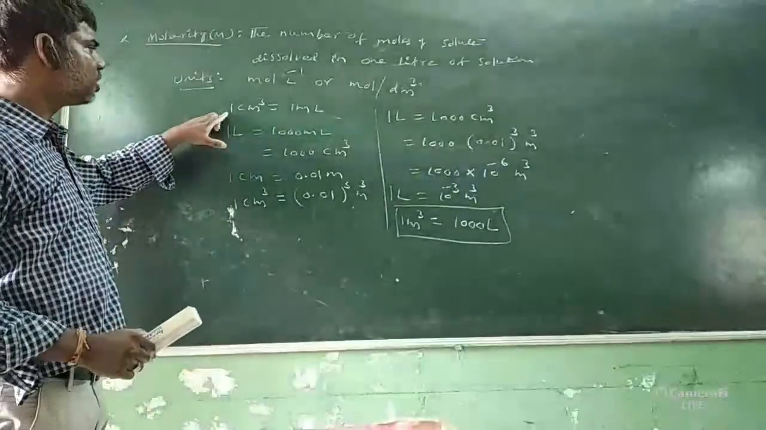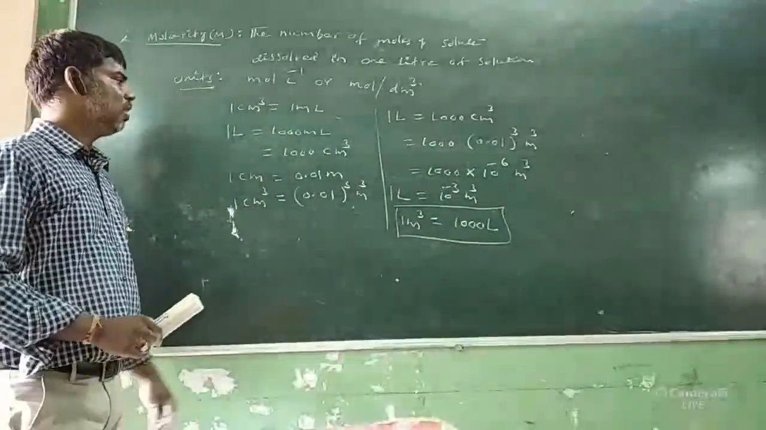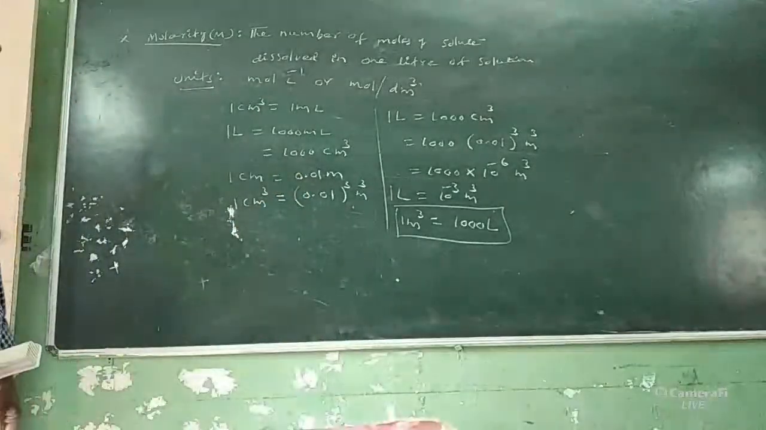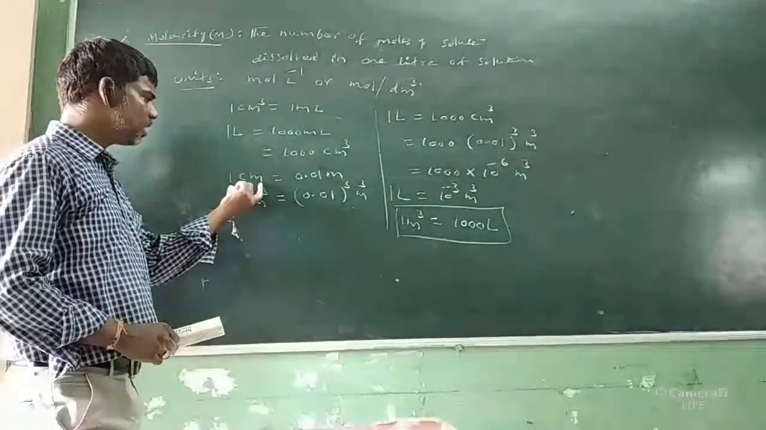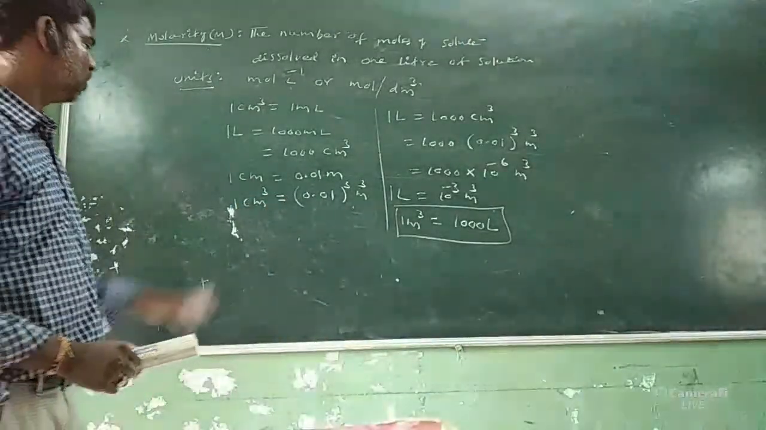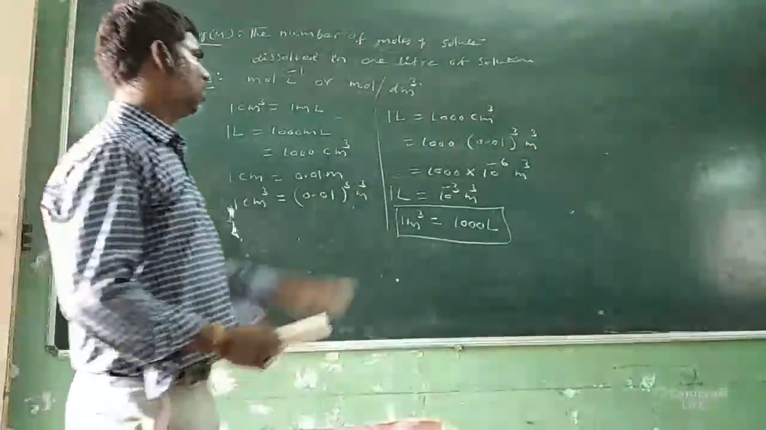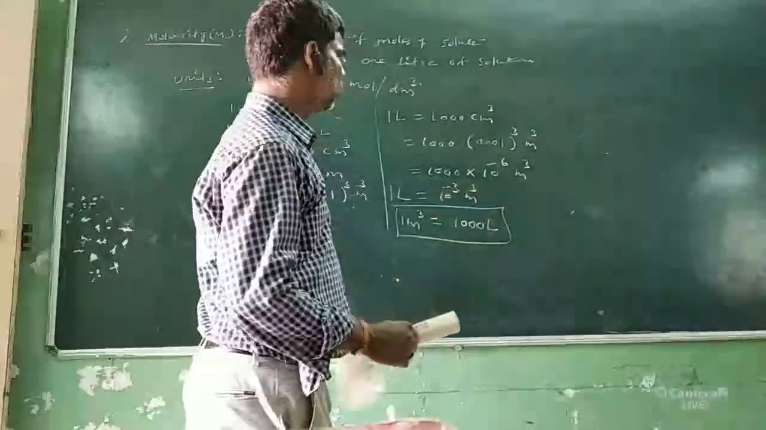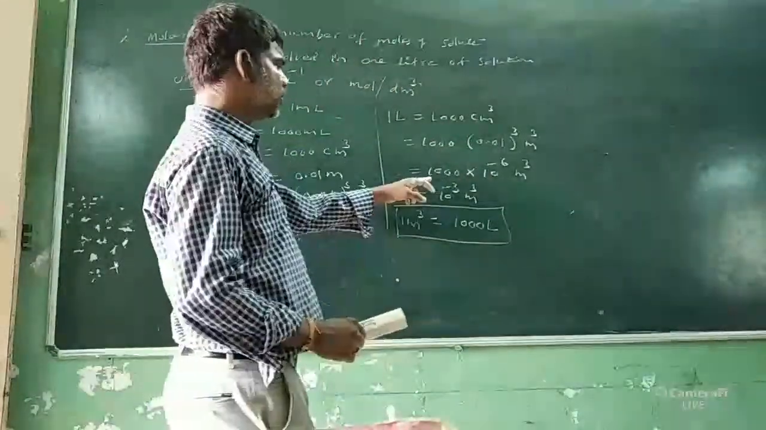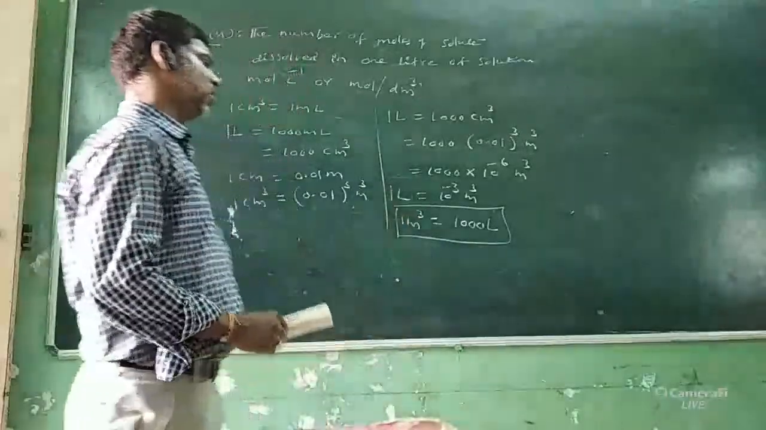Here 1 centimeter cube is equal to 1 ml, and 1 liter is equal to 1000 ml, which is 1000 centimeter cube. Remember that 1 centimeter is equal to 0.01 meter, so 1 centimeter cube is equal to 0.01 whole cube into meter cube. So 1 liter equal to 1000 centimeter cube, that is 1000 into 0.01 whole cube into meter cube. So 1000 into 10 power minus 6 meter cube, and 1 liter is equal to 10 power minus 3 meter cube.